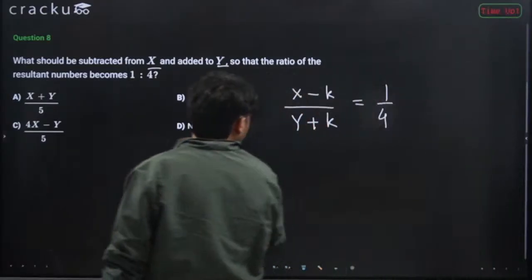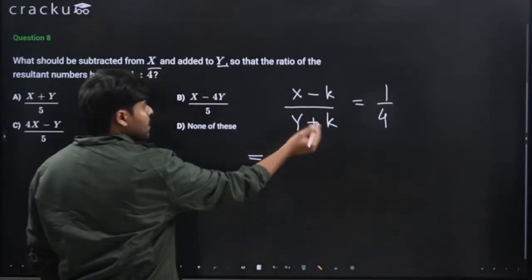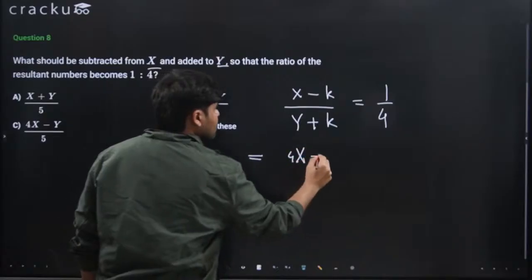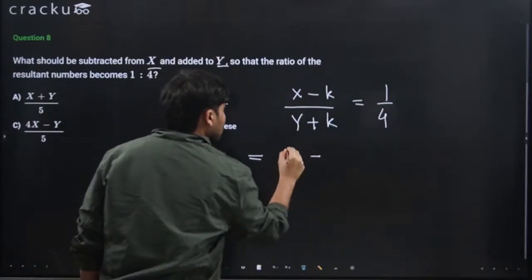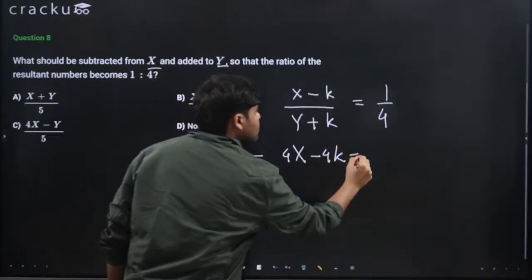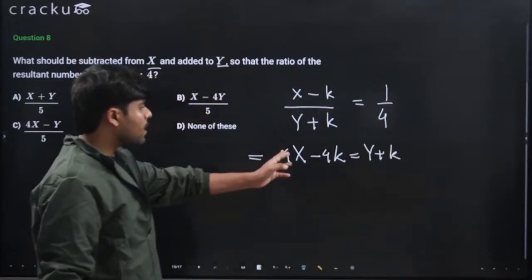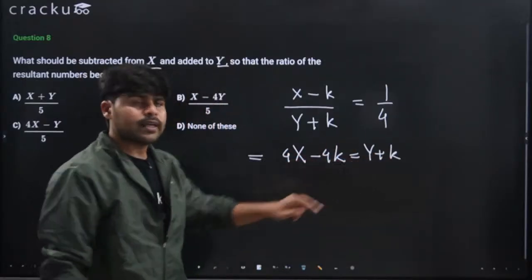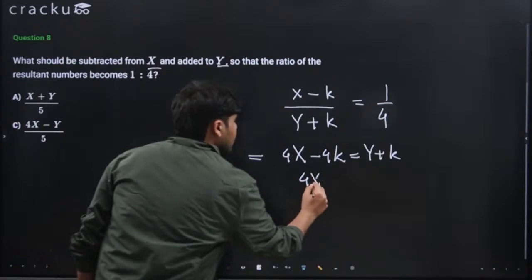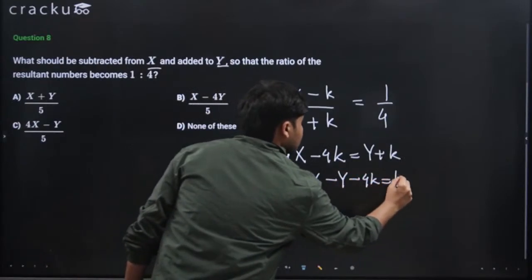So again, we should just cross multiply. That's the first thing we do. On cross multiplication, we get 4x minus 4k is equal to y plus k. We can subtract y from both sides. We will get 4x minus y minus 4k is equal to k.